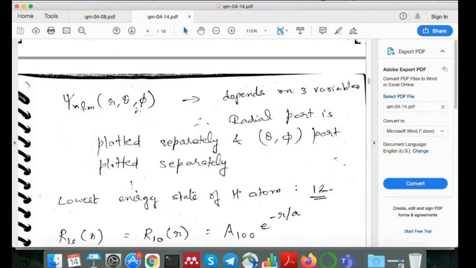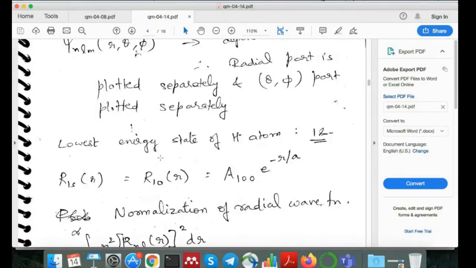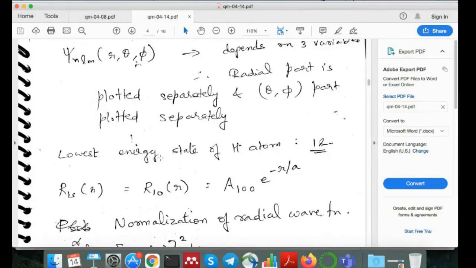Okay, so psi n l m. This wave function depends on r, theta, and phi. These are the three variables. But we can split it into two parts: the radial part and the angular part. The radial part will only be a function of r, which is the radial variable.